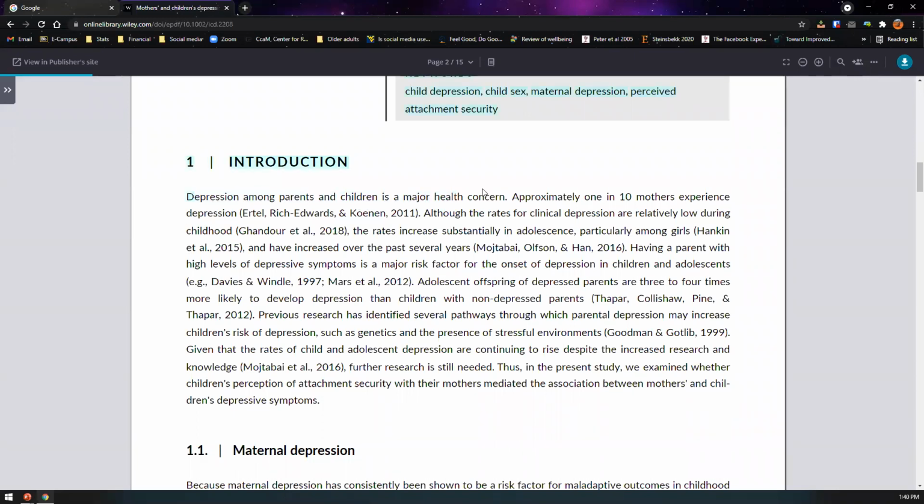Depression among parents and children is a major health concern. And once again, this isn't super engaging. This isn't a good fiction starting sentence, but it does set the stage. Hey, depression is a really relevant topic. Then I explain a little bit more. Approximately 1 in 10 mothers experience depression. And then I start to set up the story a little bit. Although rates of clinical depression are low during childhood, they increase in adolescence, particularly among girls. I should also mention that my study was looking at gender differences, so that's why I'm bringing up that girls may be different in how depression increases during adolescence.